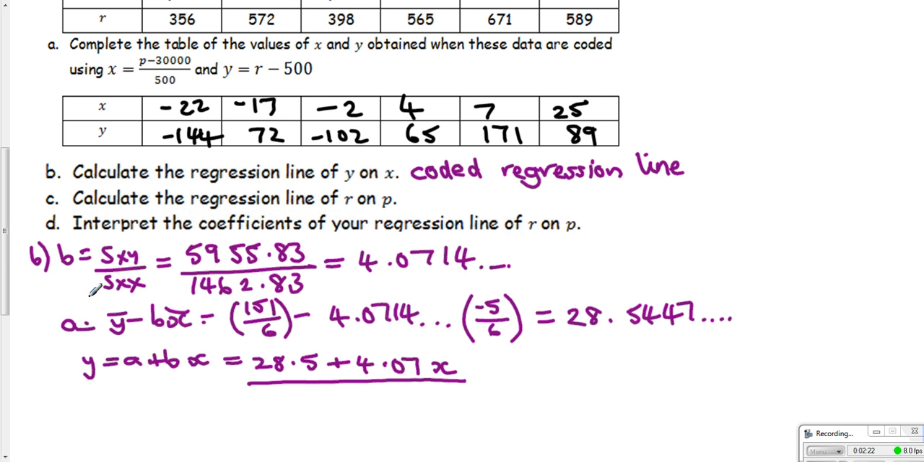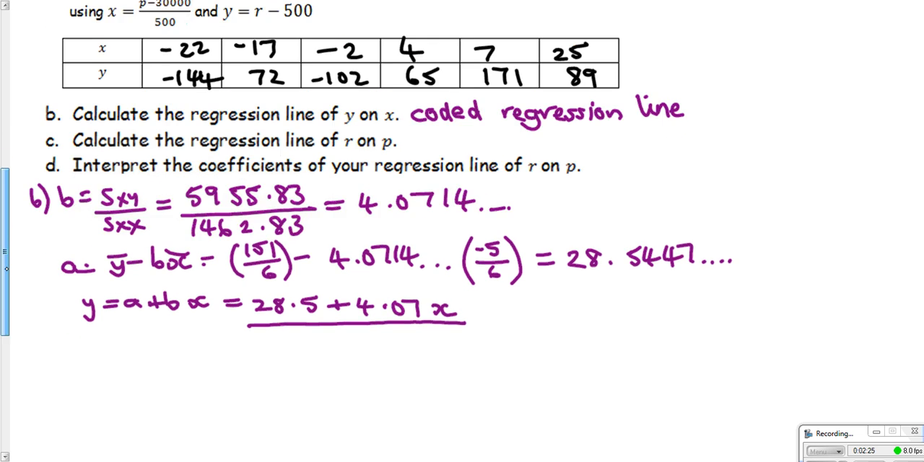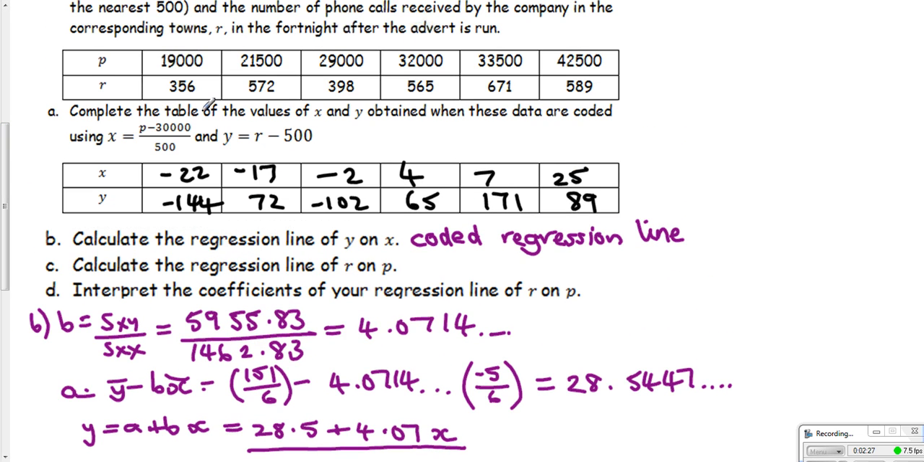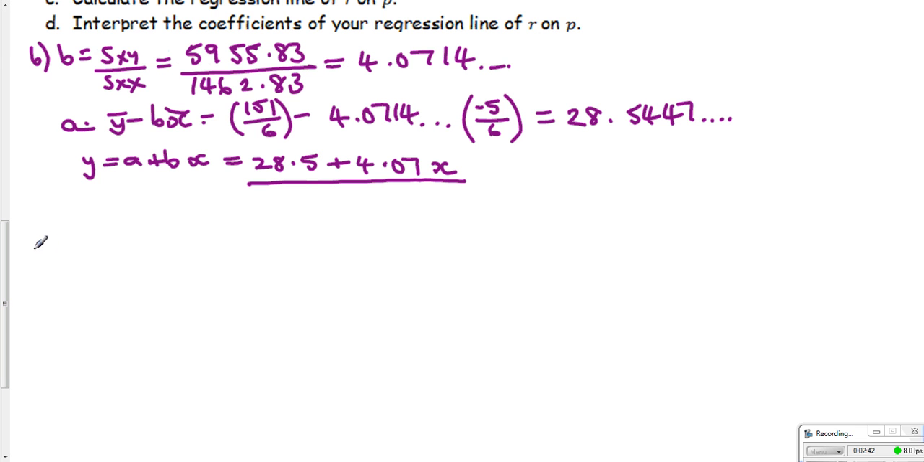We're now asked to work out the regression line of R on P. We're not going to start again using all this data. All we're going to do is change the variables. So where we've got an x, we're going to substitute this expression at the top, and where we've got the y, we're going to substitute this expression r minus 500. So for part C, we've got y equals 20.